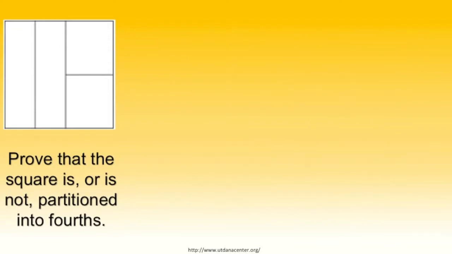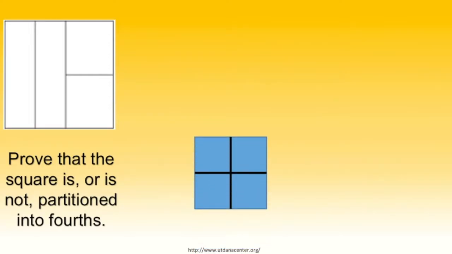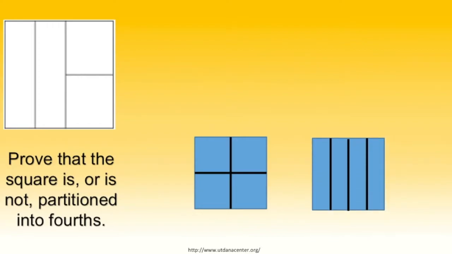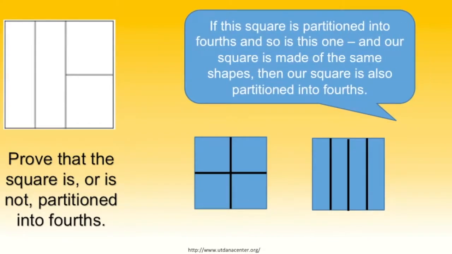Students that already understand that the shape is partitioned into fourths may still need to prove it. Some may use the reasoning already presented, that if one square partitioned into fourths looks like this, and the other looks like this, then the given one must be partitioned into fourths.